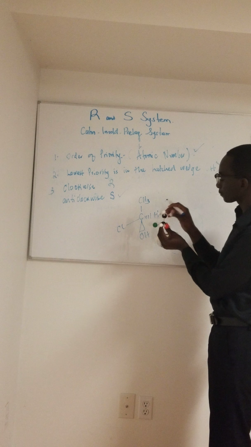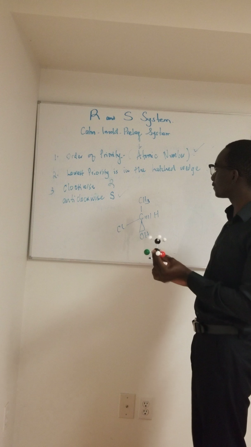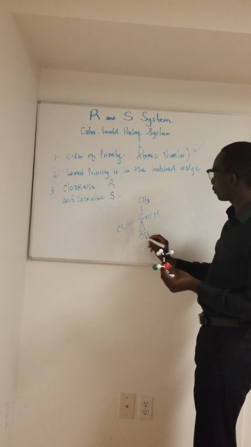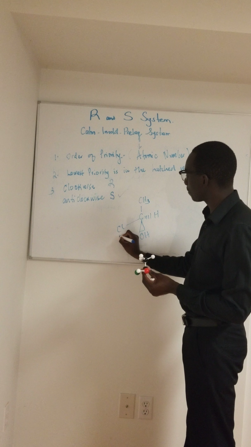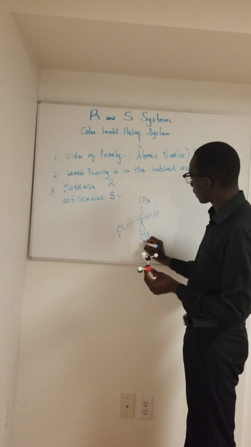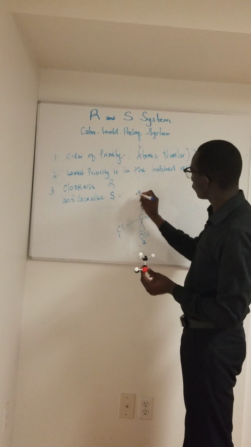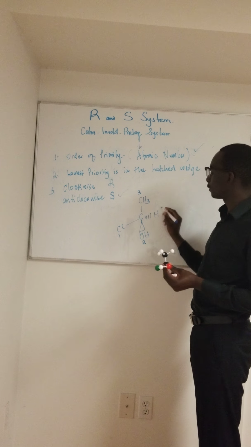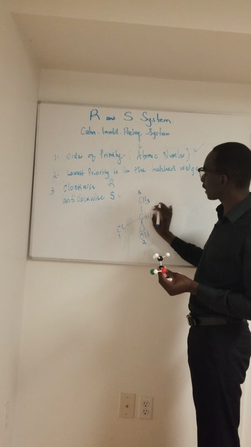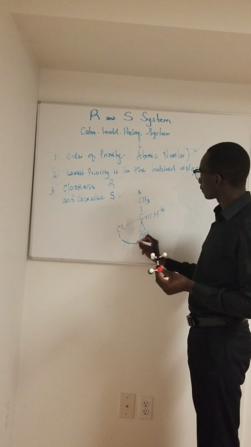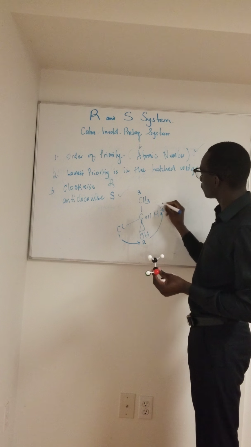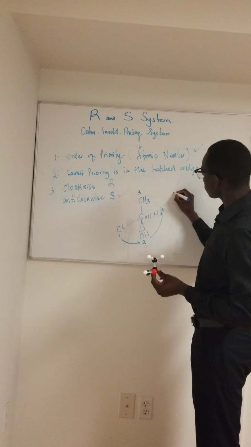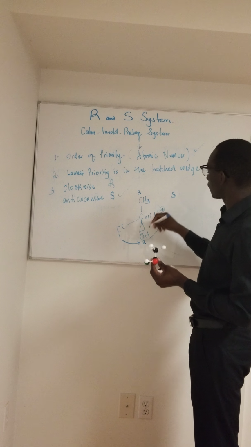Now, if I want to name this either R or S, remember, order of priority. So this is my chlorine, which is going to be my number 1. This is number 2, and this is number 3. Now, since hydrogen is already in the hatched wedge, we assume that we don't see it, so we don't count it. We shall just count as it goes. So this is an S isomer.